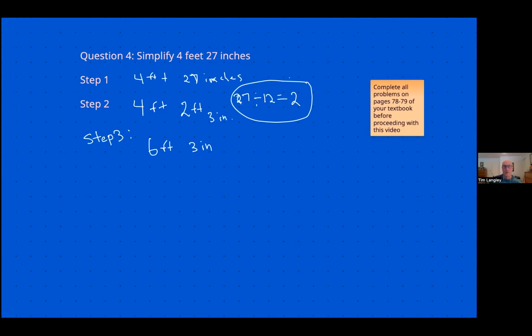And again, look at the chart. I want you to stop the video and do the problems on pages 78 and 79 of your textbook. And so stop the video, do those problems on 78 and 79, and then we'll continue.